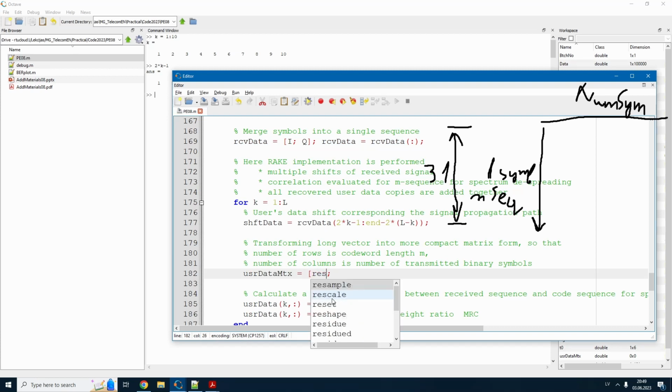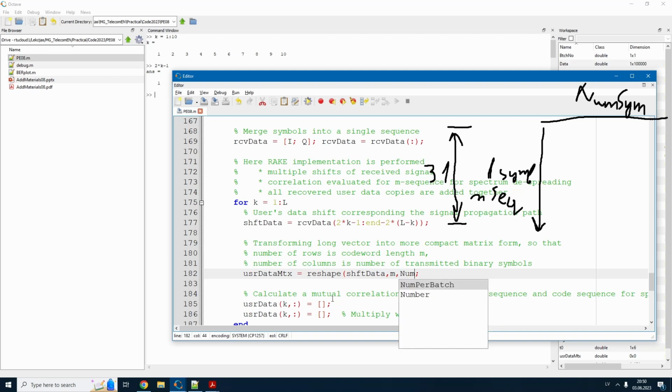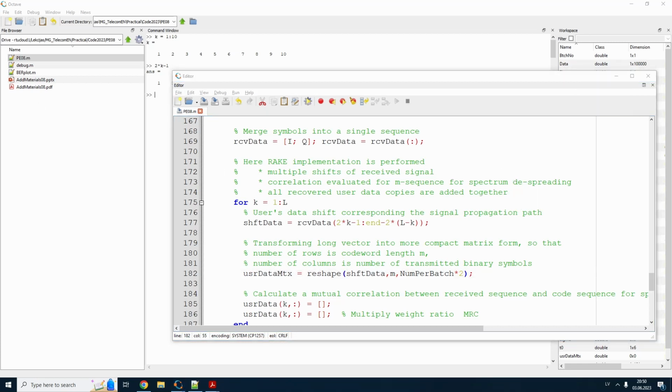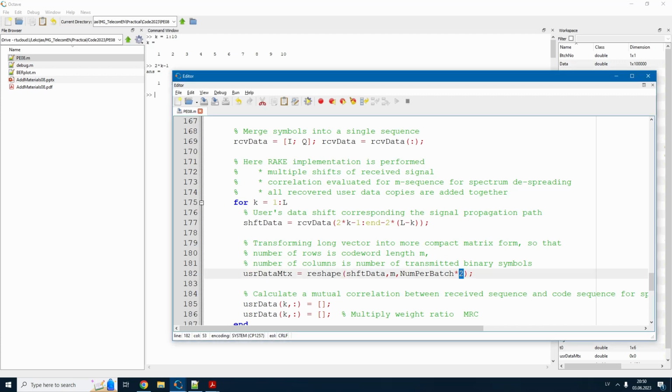So we do a reshape for the shifted data array. Now we need to have m rows and num per batch symbols multiplied by 2. Yes, by 2, because now we have not quadrature PSK symbols but binary symbols, and as you know there are 2 bits per one QPSK symbol.